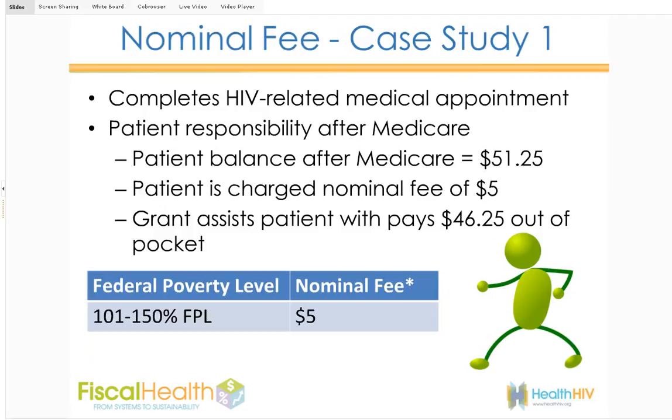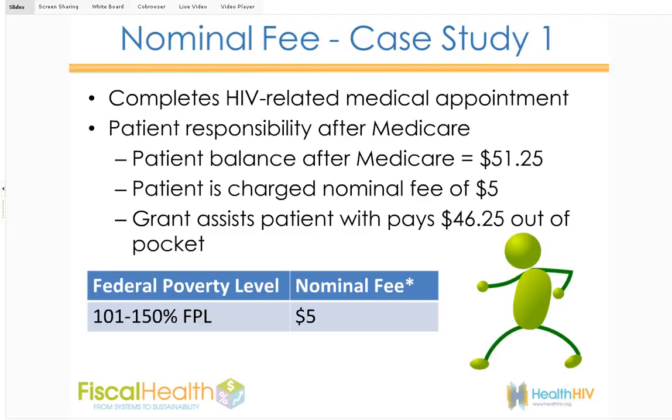So you would look at the patient's responsibility after Medicare. For example's sake, let's just say the patient balance was $51.25. If you extended your sliding fee scale on top of Medicare, then that patient would pay a nominal fee of $5 instead of the $51.25. And the grant would assist the patient with the $46.25.